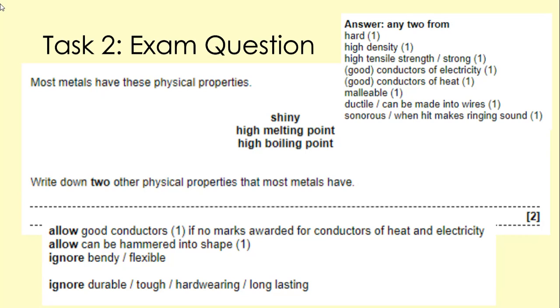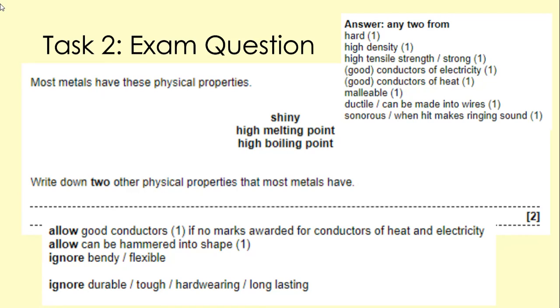Now, if you look at the allows, these are always interesting. Allow statements in mark schemes mean that it would give you the mark, but it's not as good an answer. So if you get one of these, it's best to write yourself a note as to what you would have to do for the perfect answer, because sometimes the allow bits are different depending on how different students have answered the question. If lots of people have written good conductors rather than good conductors of electricity or good conductors of heat, then they might give you a mark. But if not many people do, then they wouldn't. So you could have had good conductors for 1 mark. You could have had hammered into shape rather than malleable.